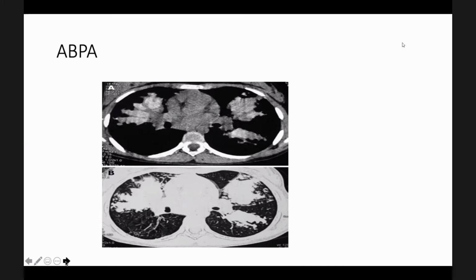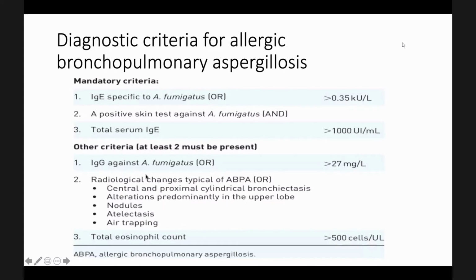This is the diagnostic criteria given by the mycological association in 2013. The mandatory criteria is IgE specific for Aspergillus fumigatus, or a positive skin test against Aspergillus fumigatus, or total serum IgE level more than 1000. Then there are other criteria, of which at least 2 must be present.